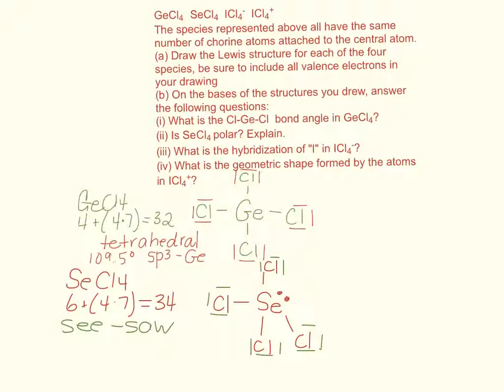And we know that the angles are going to be slightly smaller because they're pushed together. And this should be about 107 degrees. And my hybridization around the Se would be sp1, p2, p3, and the lone pair d. So this is sp3d as far as the Se is concerned.